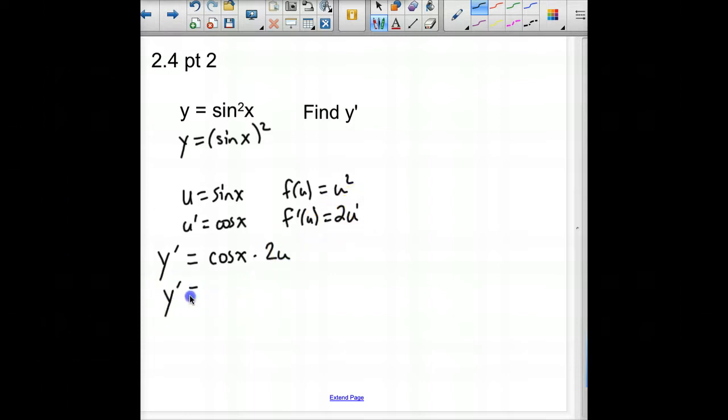So substitute in and rearrange. So I'm going to put the 2 first, and then cosine of x, and then u, remember, was sine x. And we don't actually have to remember it because we've written it. Please write your steps out so that you don't lose place of where you are. And that's all we can do. We can't simplify it anymore. So that is our final answer.